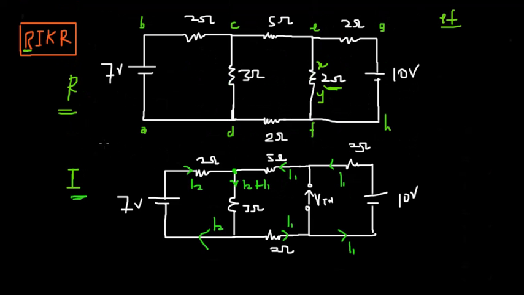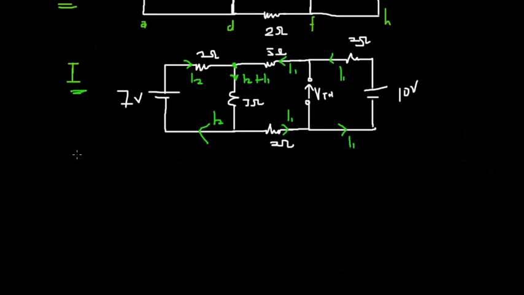Now let's introduce Kirchhoff's law. We try using Kirchhoff's law, so we use KVL. Let's choose a loop. First, let's label our circuit.